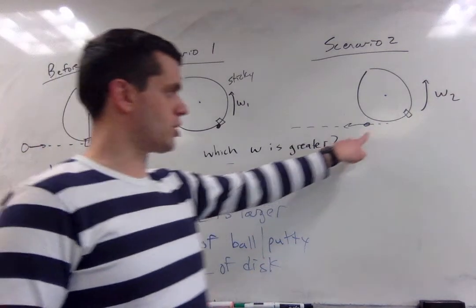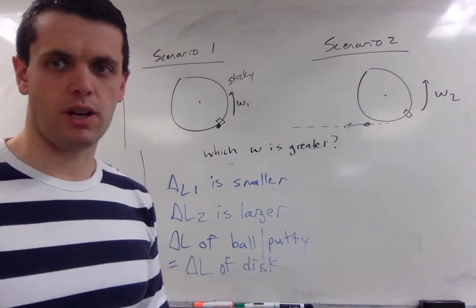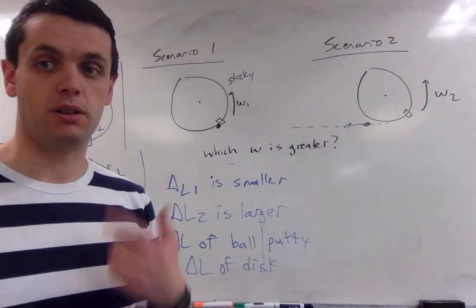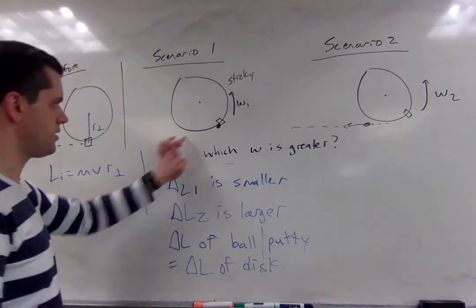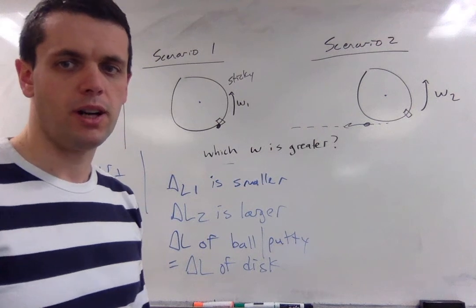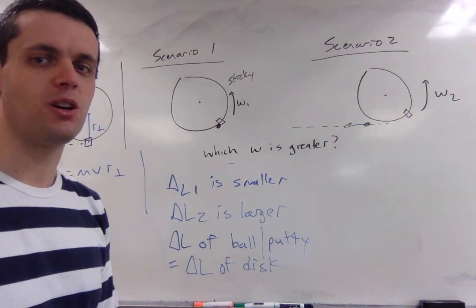So scenario 2 had a much larger change. Whenever you have a bouncy collision and you're comparing it to a sticky collision, the bouncy collision is always going to be a larger change in linear or angular momentum. And a sticky collision is going to be smaller comparatively. All right, so that's what you'd want to do for this question and how you'd want to answer this.